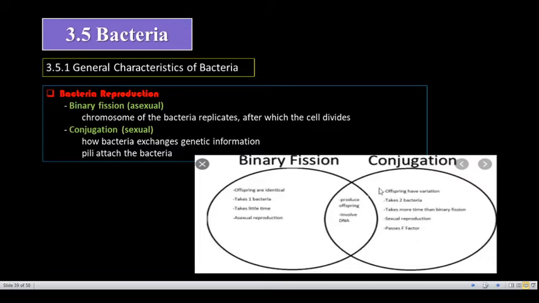Okay? Similarities naman nila, both of them will produce an offspring, and both of them involve the use of DNA. Because in binary fission, there is replication of DNA, while in conjugation, there is exchange or transfer of DNA between two bacterial cells. Okay?